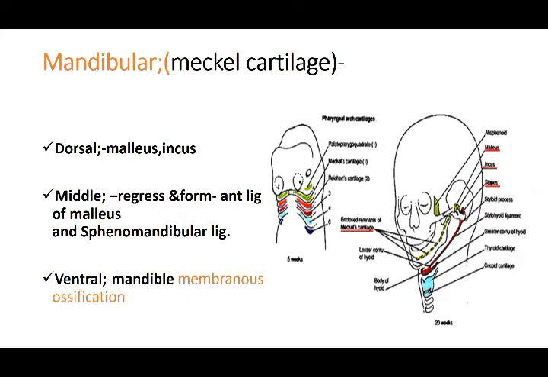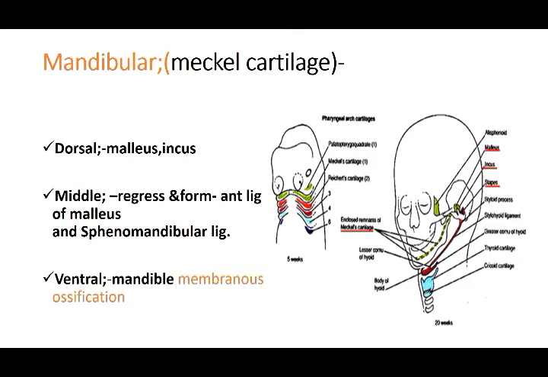A part which is near the level of the chin, that is its ventral part, and the part which is in between. Every part is going to give rise to different structures. The dorsal portion, as you can see, is developing into two small bones. These are the ear ossicles, that is the small bones of the ear. The ear has three bones: malleus, incus, and stapes.